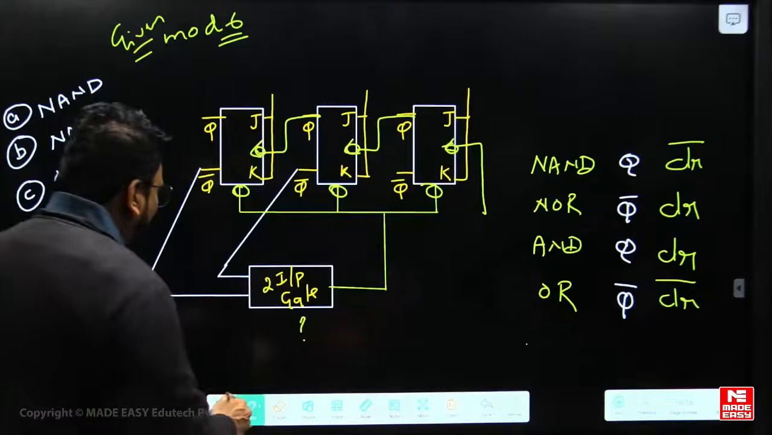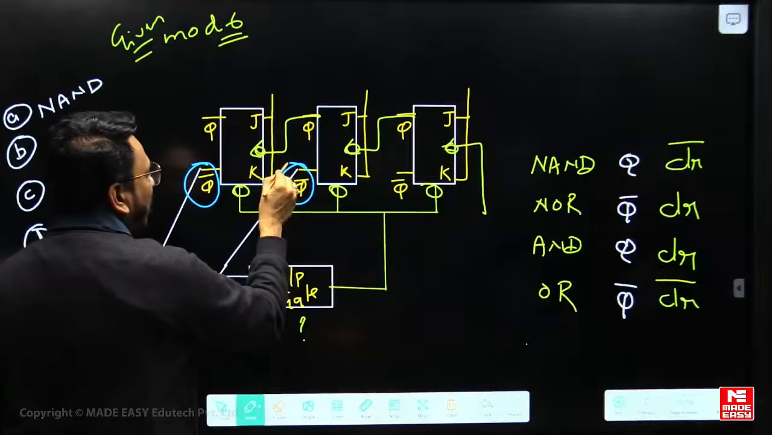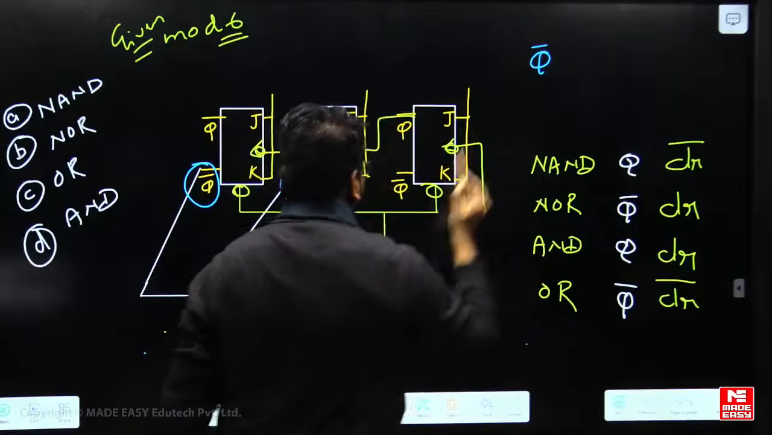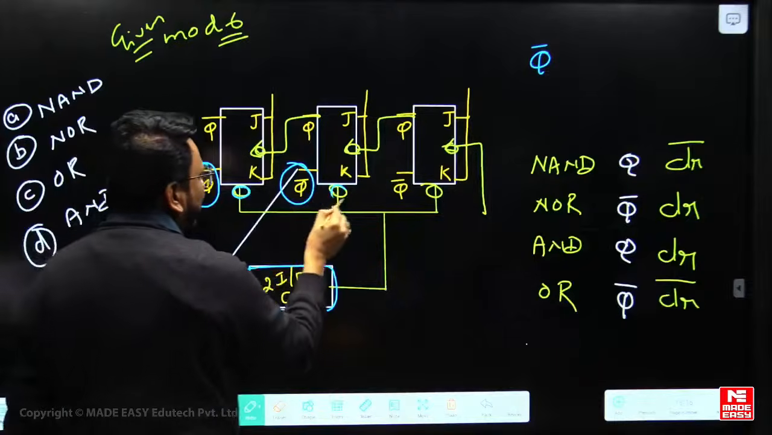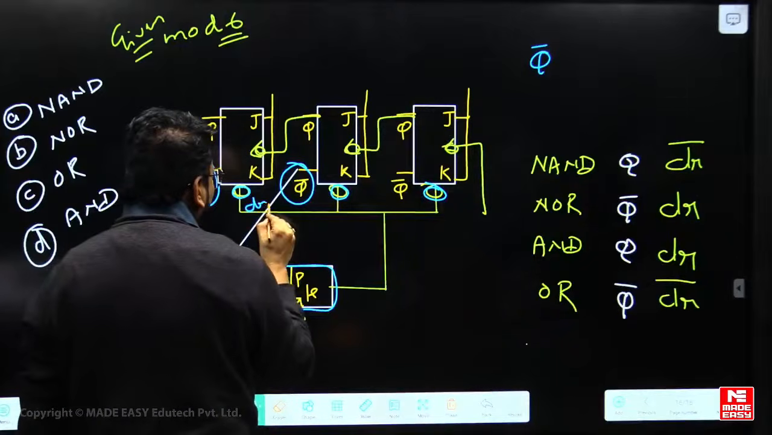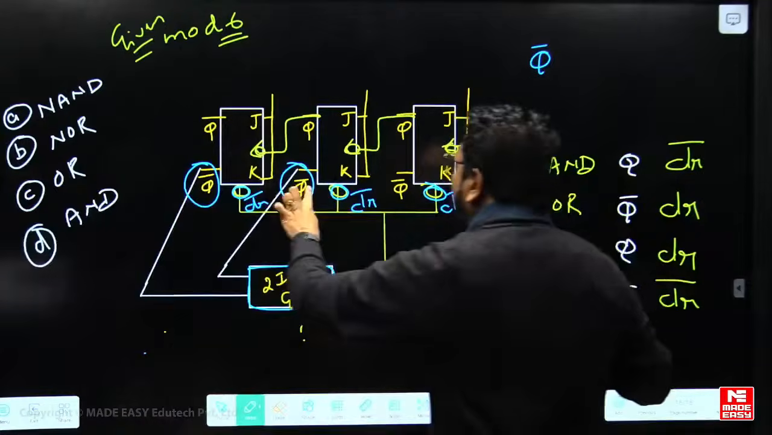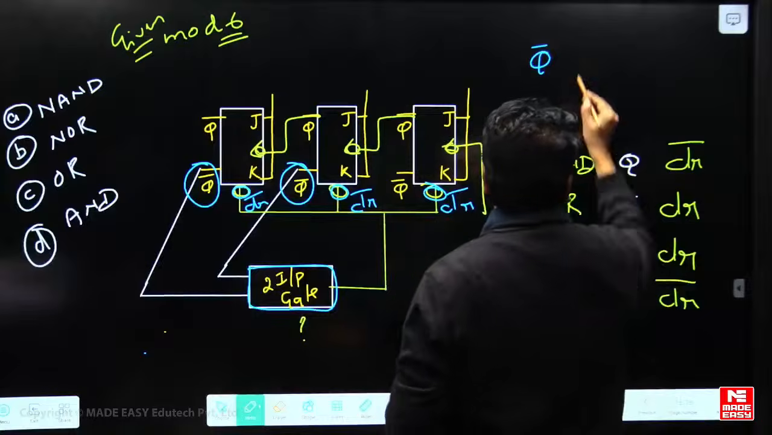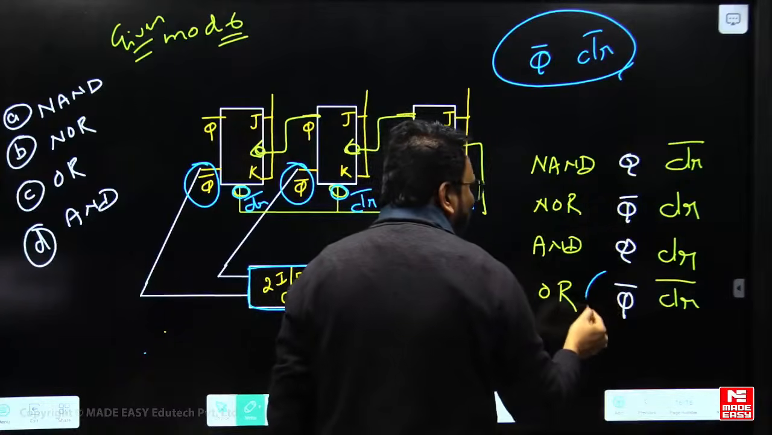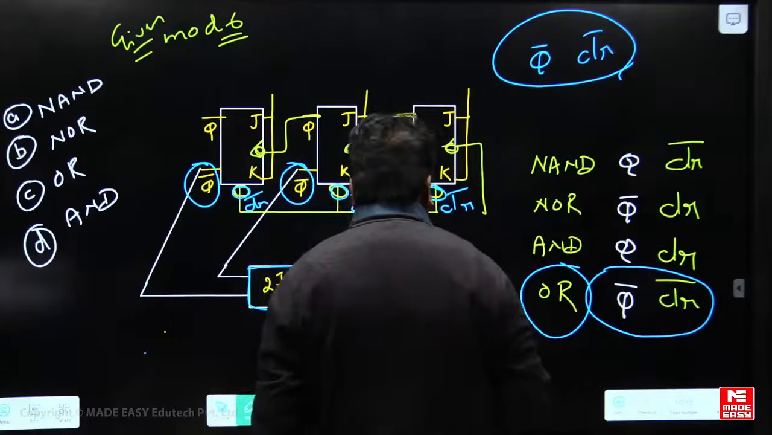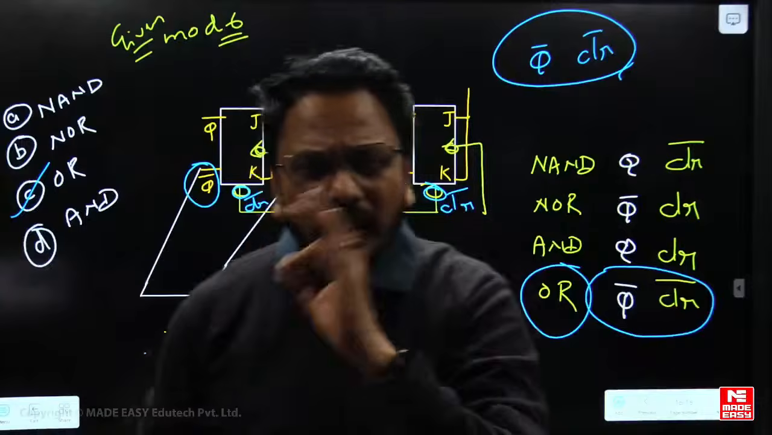Now, where did the connections come from? We had to check that. From Q bar we got, from Q bar we got, so from the Q bars we got to this circuit. And where did it go? It went to clear bar, clear bar, clear bar. That means connections are taken from Q bar and went to the clear bar. Now Q bar, clear bar: which gate do they match? Yes, the answer is option C, OR gate. Very simple, no need to think anything.